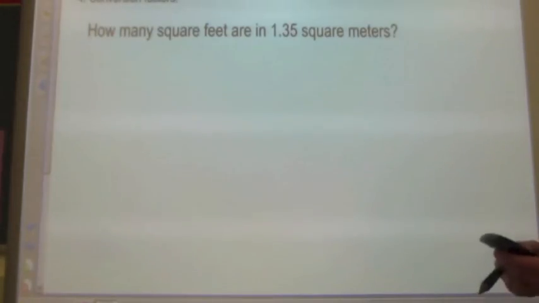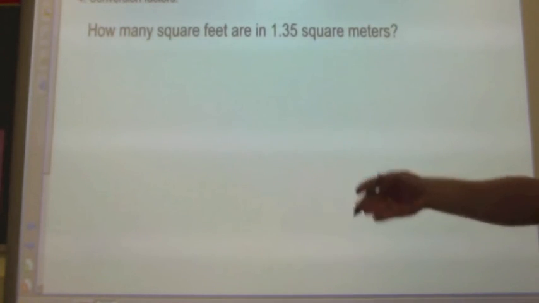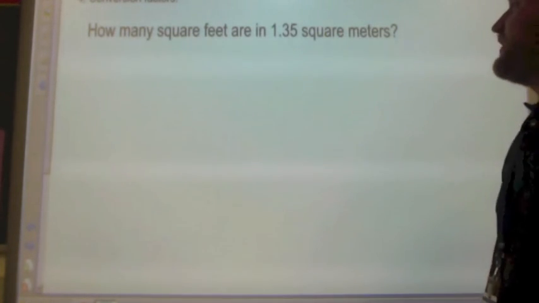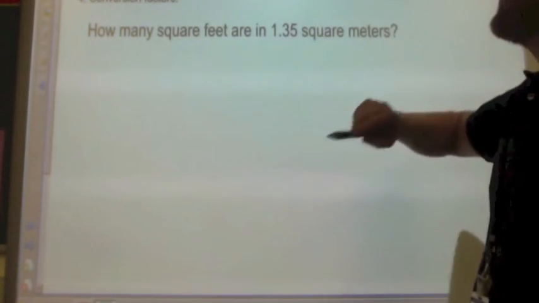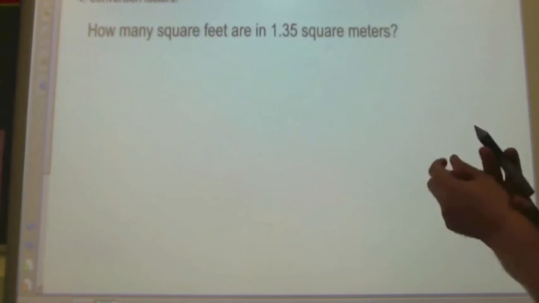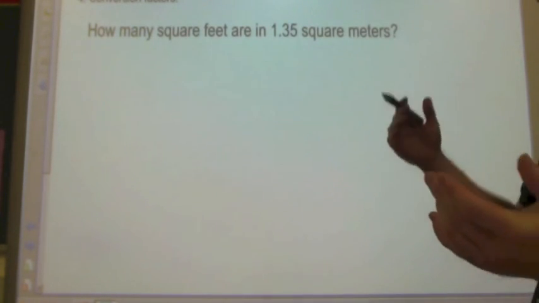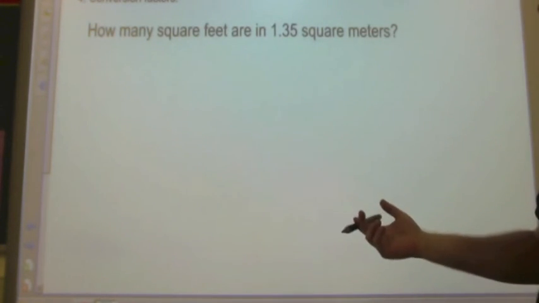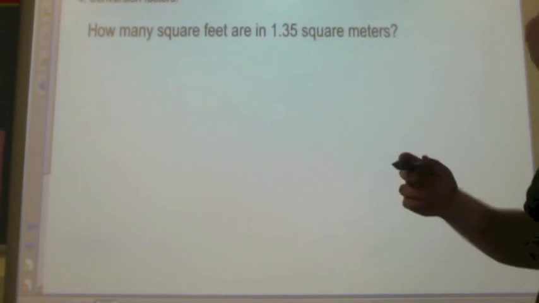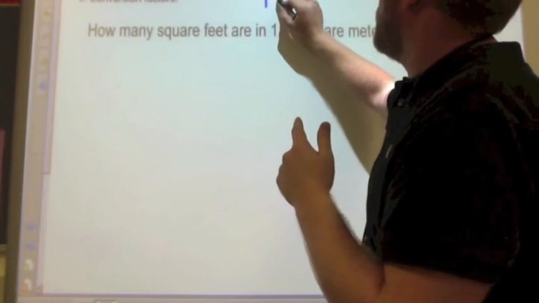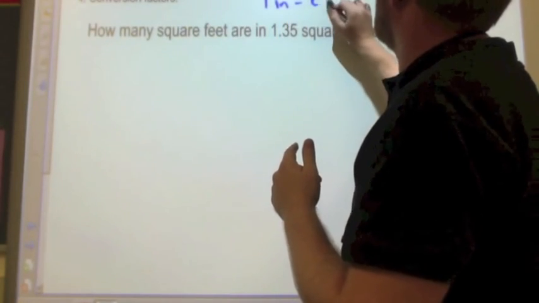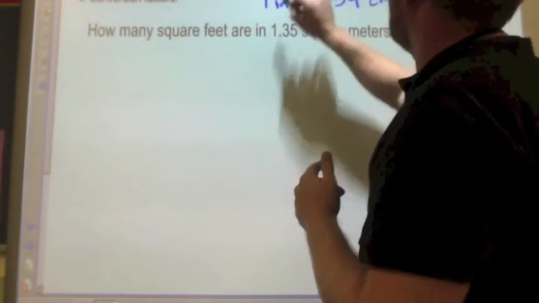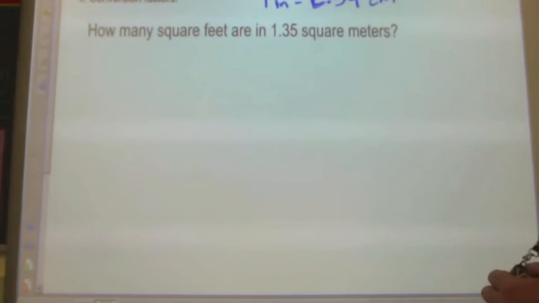Next one. Now we're going to deal with squaring a unit. And the same thing applies if you cube a unit. How many square feet are in 1.35 square meters? Well, let's see what we're going to need for this. You could Google how many feet in a meter, but on a test or quiz, if I don't give you that, you're going to have to use your memorization and remember 1 inch equals 2.54 centimeters. Okay? So that is something that you should all know.